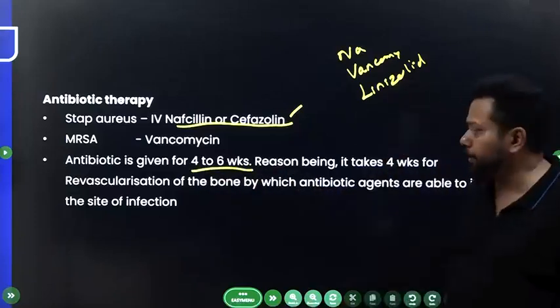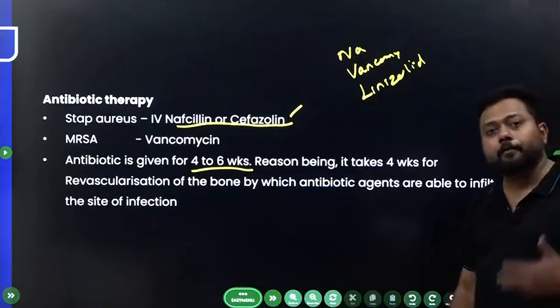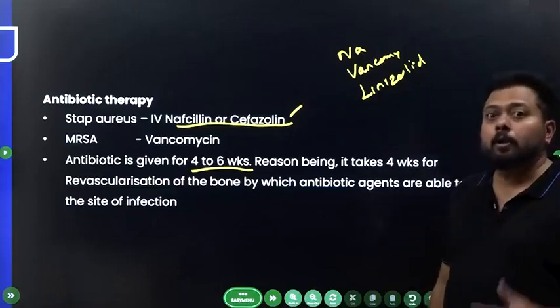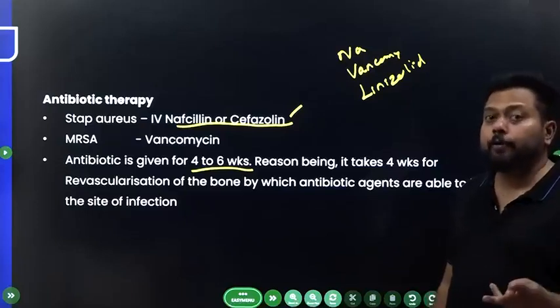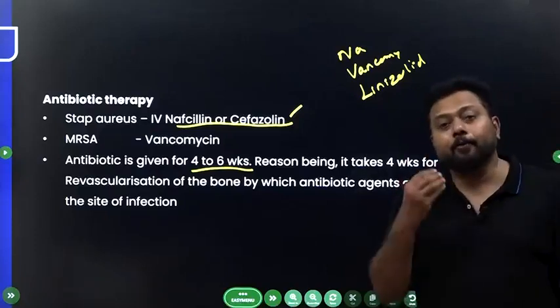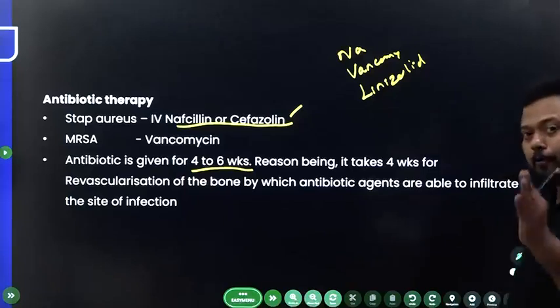This is very important. The reason is it takes 4 weeks for revascularization of the bone, by which antibiotic agents are able to infiltrate the site of infection. Whenever you are giving antibiotic, it should reach the infection site, so revascularization takes minimum 4 weeks. So when you give at least 6 weeks, the antibiotic will act. If you give for 5 days or 7 days, there is no use of giving antibiotic in case of chronic osteomyelitis.